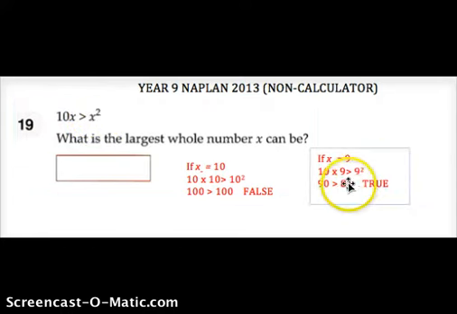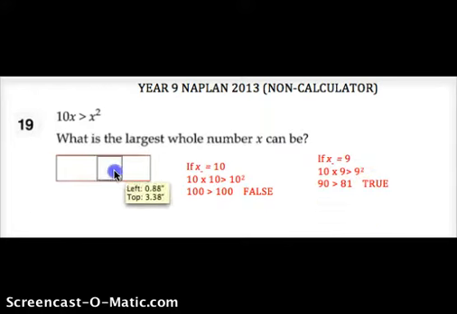Now 9 squared is 81. So is 90 greater than 81? Yes, it is. That statement is true. So the largest whole number that x can be is 9.